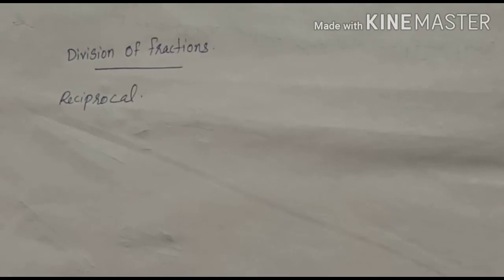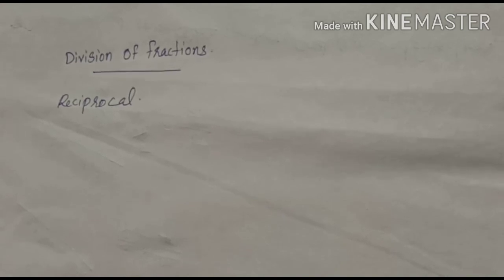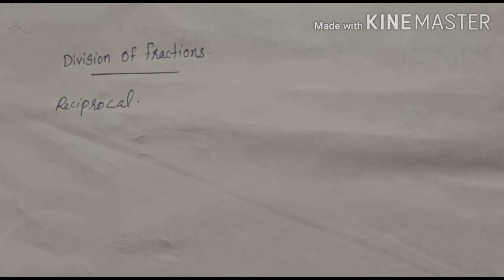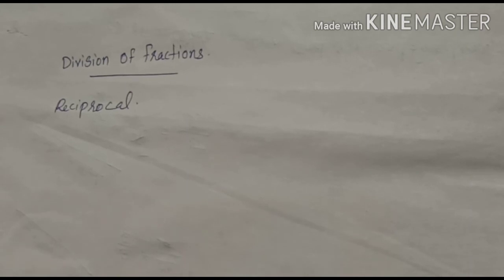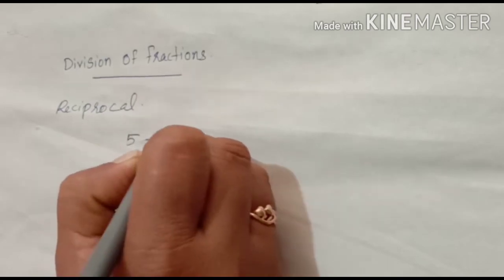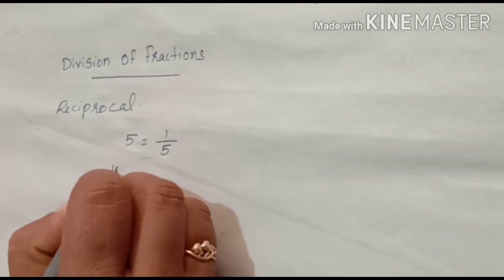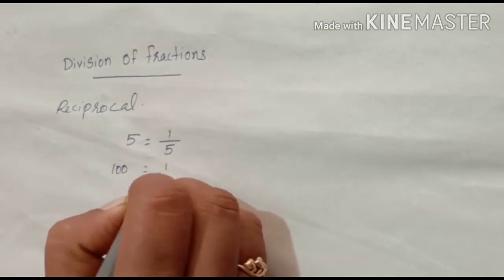Division of fraction. Before we go on to the division of fractions, we need to know the meaning of the term reciprocal. What is reciprocal? The reciprocal of a number is obtained by dividing 1 by the given number. That means reciprocal of 5 is 1 by 5. Reciprocal of 100 means 1 by 100.